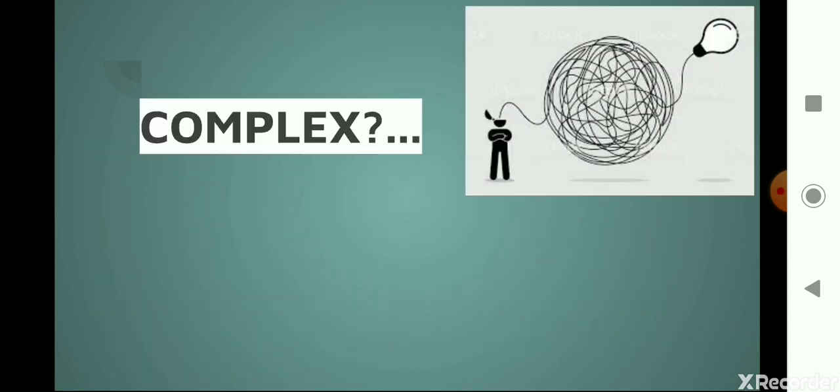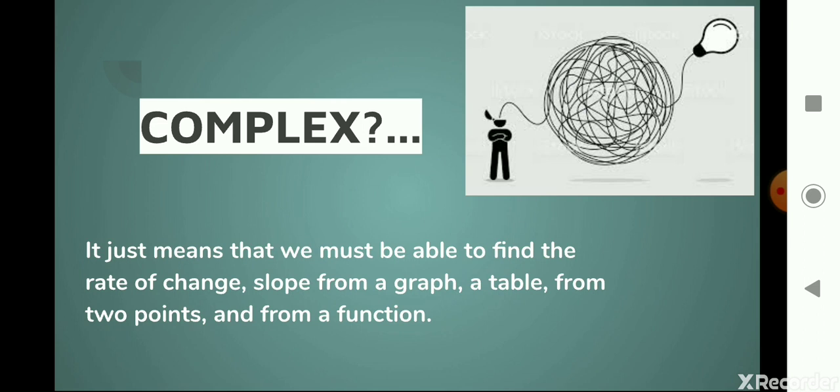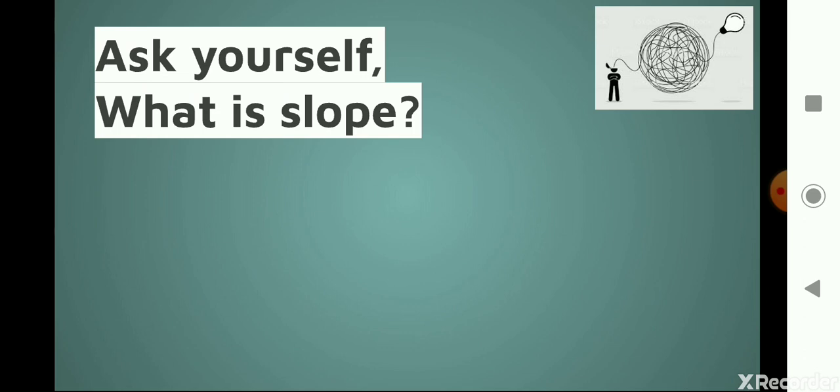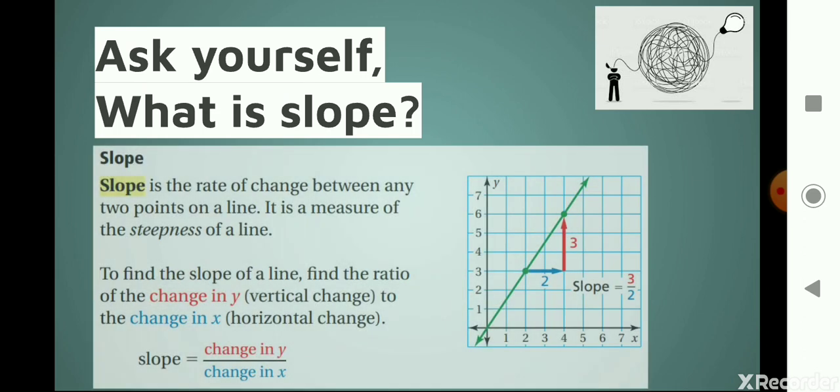Complex? Well, this means that we must be able to find the rate of change, which is slope, from a graph, a table, from 2 points, and from a function. Ask yourself, what is slope? Slope is the rate of change between any 2 points on a line. It is a measure of the steepness of a line.